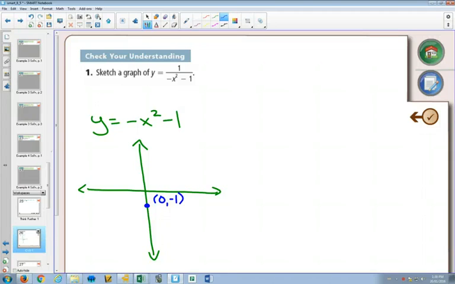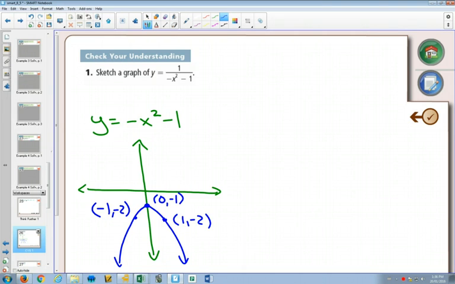Which way is it opening, up or down? Down, because the value in front is a negative 1. That means we could go over 1, down 1. So we would get to (1, negative 2) or (negative 1, negative 2). And so on, then over 1, down 3. But we would get a parabola like this.